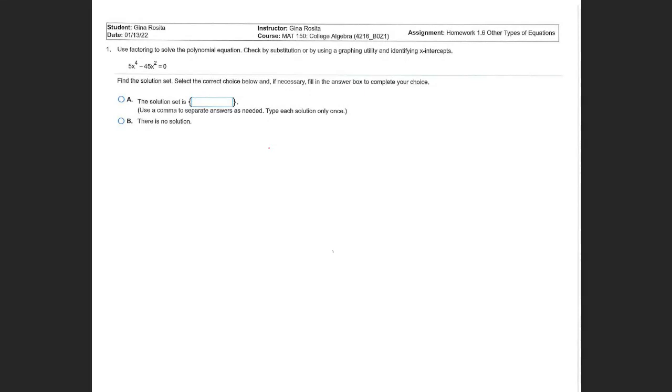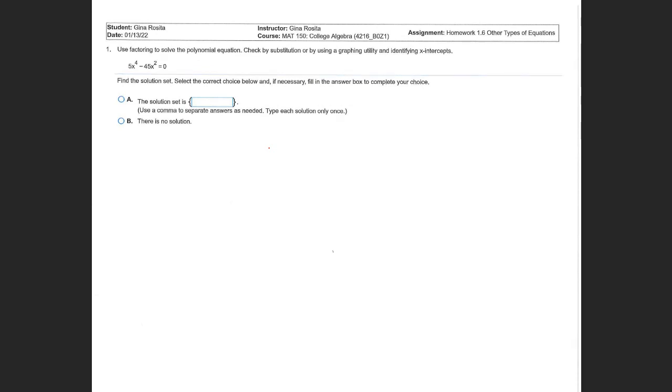Today we will do some examples for section 1.6 about other types of equations. So look at number 1. Use factoring to solve the polynomial equation. Check by substitution or by using a graphing utility and identifying x-intercepts. 5x to the fourth minus 45x squared equals 0.